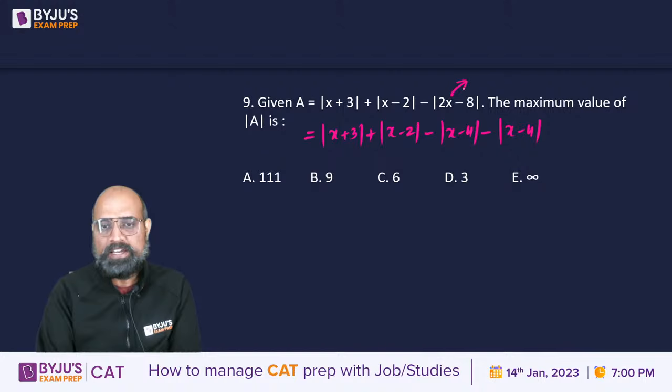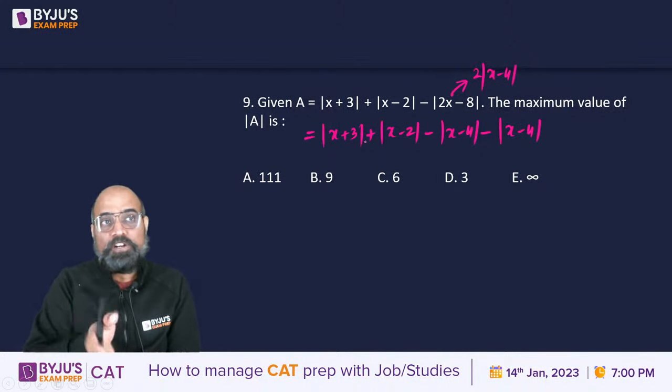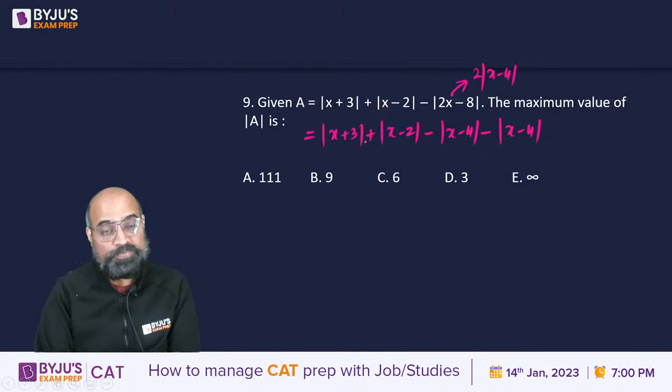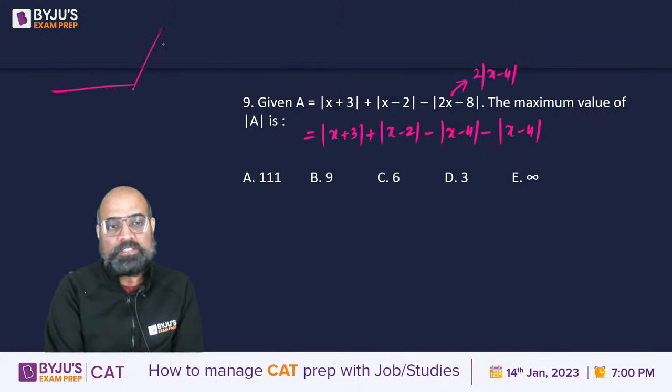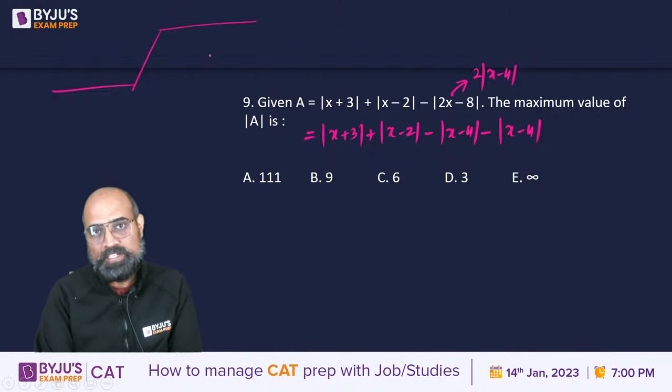So what I did was I wrote this as 2 times x minus 4, or 2 times x minus 4 is x minus 4 and x minus 4. So this is how I broke it down. The number of mods with positive signs and the number of mods with negative signs are the same. So whenever that happens, a graph like this is what you get.